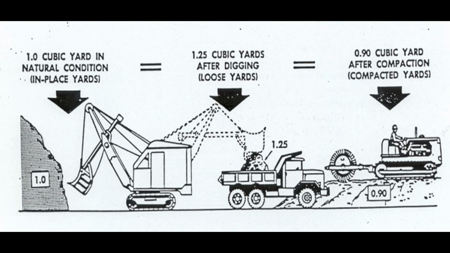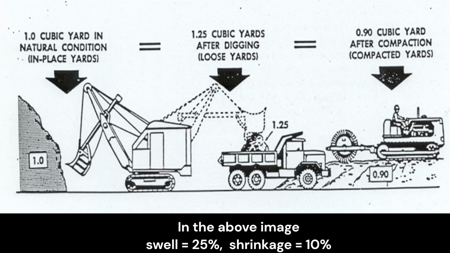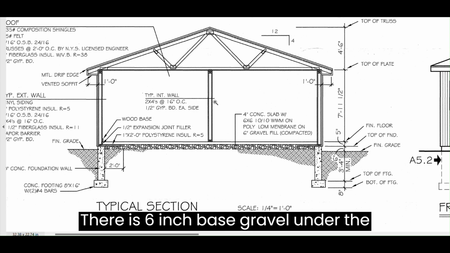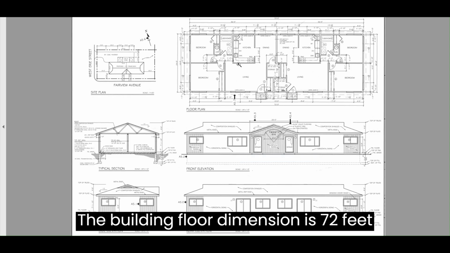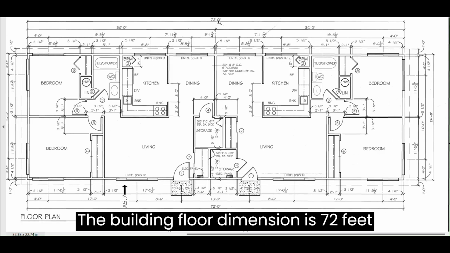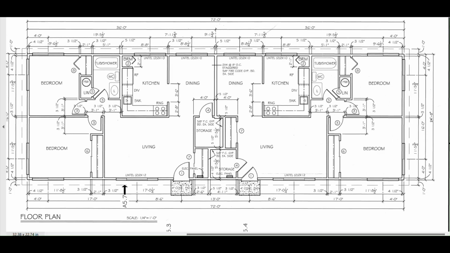It is super important to have a firm understanding of how soil shrinks and swells, as we will see from the example next. Here we have a small residential building. There is 6-inch base gravel under the slab. The building floor dimension is 72 feet long and 24 feet wide.